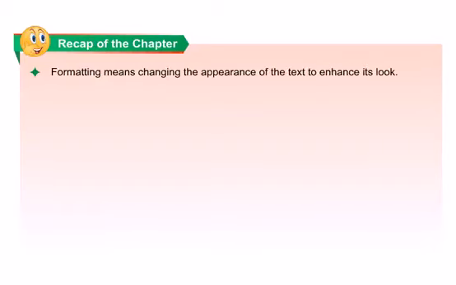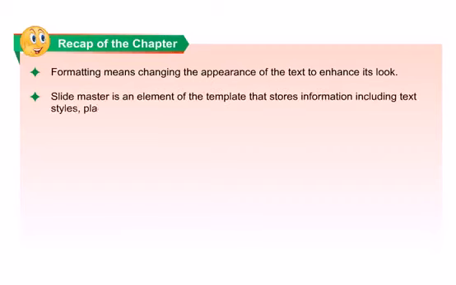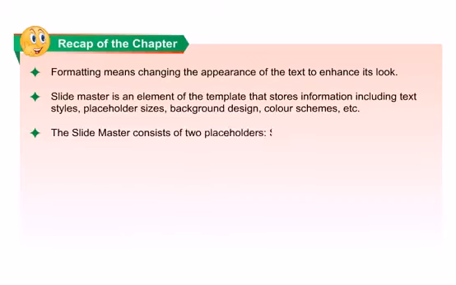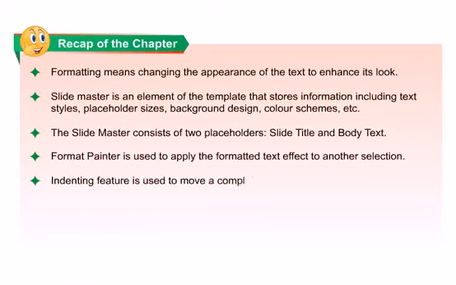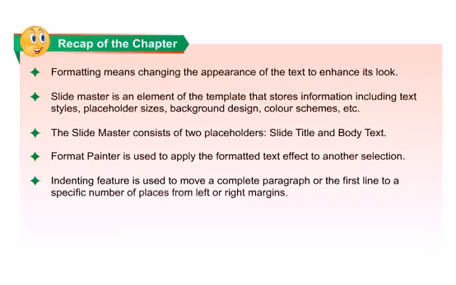Let us quickly glance through the key points discussed in this chapter. Formatting means changing the appearance of the text to enhance its look. Slide Master is an element of the template that stores information including text styles, placeholder sizes, background design, color schemes, etc. The Slide Master consists of two placeholders, slide title and body text. Format Painter is used to apply the formatted text effect to another selection. Indenting feature is used to move a complete paragraph or the first line to a specific number of places from the left or right margins.